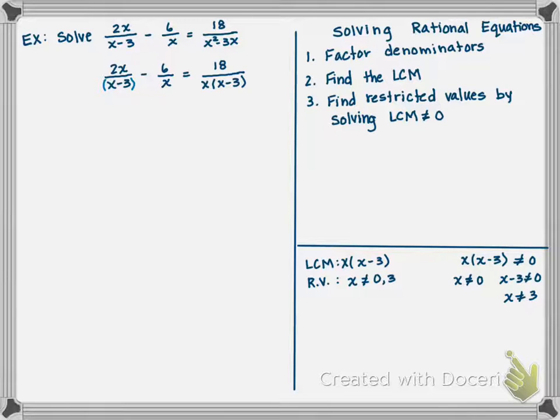So now we're ready to clear fractions. So we're going to multiply both sides by the LCM. And remember, you're not trying to make the denominators the same. You're just multiplying by the LCM over 1. So every single term you're multiplying by exactly the same thing to clear fractions.